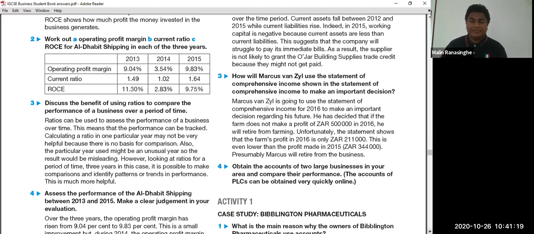Unfortunately, the statement showed the farm profit for 2016 was only 211,000, not even 2.5 lakhs, not even half. Right, only 211,000. This is even lower than what we expected, lower than the previous year. The previous year was 344,000. Now it is actually more than 1 lakh down. So it's a huge disappointment for the owners. Therefore, presumably, Marcus will retire from the business.